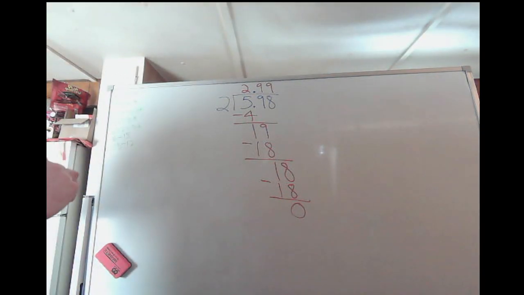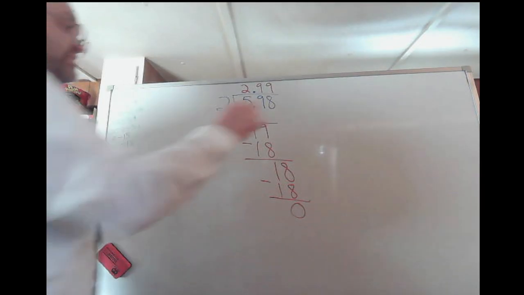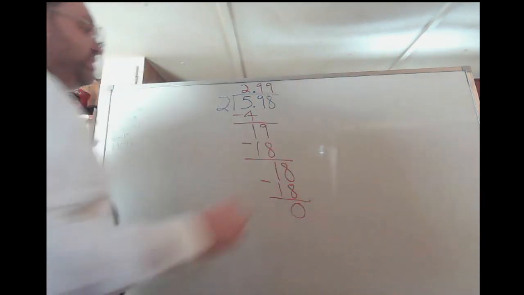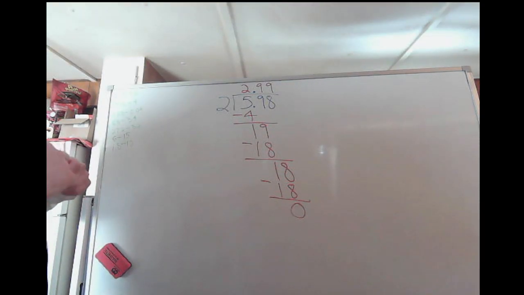That's good. In decimals, we keep going. We can tack on zeros to the end of this to keep going till we get no more remainder. That's what's different with decimal division.